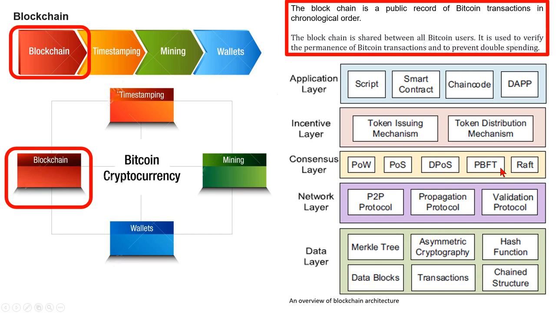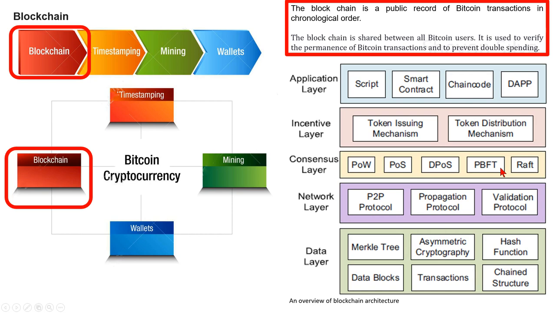PBFT, Practical Byzantine Fault Tolerance, is a replication algorithm introduced in 1999 by Barbara Liskov and Miguel Castro, which was designed to work efficiently in asynchronous systems tolerating Byzantine faults. A PBFT system can function well on the condition that the maximum number of malicious nodes must be less than or equal to 1/3 of all the nodes in the system.